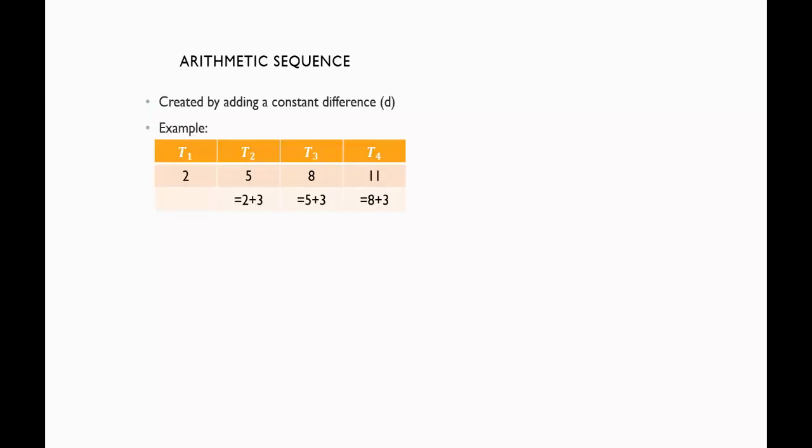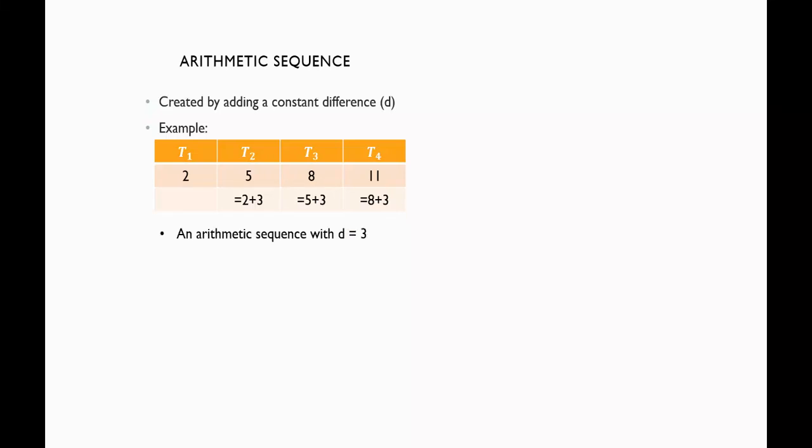Right, an arithmetic sequence is created by adding a constant difference. So let's have a look at this example here. We've got the arithmetic sequence 2, 5, 8, and 11. So to get from the first term to the second term, we added 3. Then to get from the second term, to get from 5 to 8, we also added 3. So you are adding 3 to get to the next term in each case.